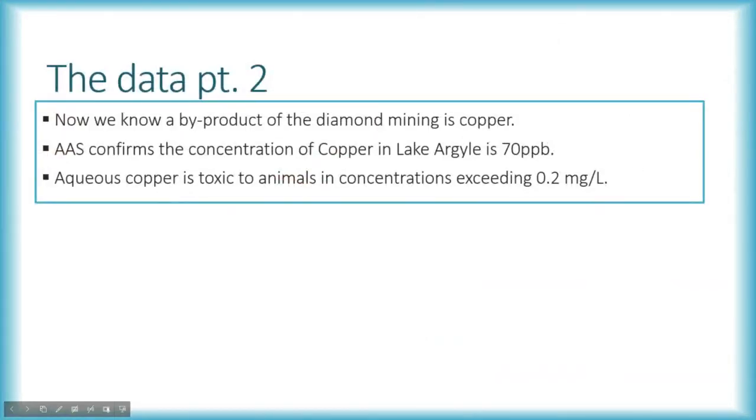So now we know the byproduct of diamond mining is copper. The AAS actually confirms that the concentration of copper in the lake is 70 parts per billion. From a little bit of research, we can determine that aqueous copper is toxic to animals in doses exceeding 0.2 milligrams per liter. So now we're going to answer the final 3 questions. So answer the final 3 questions and then return for the poll. It will be up. Awesome.